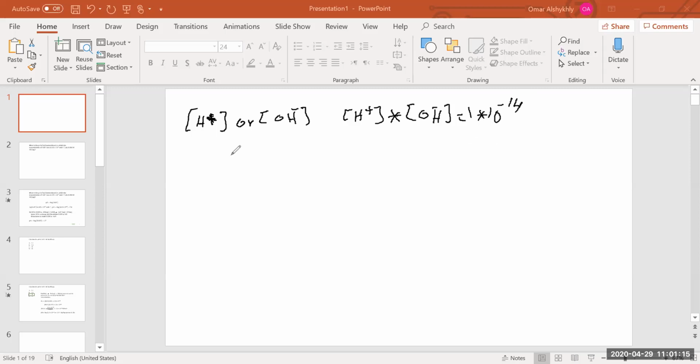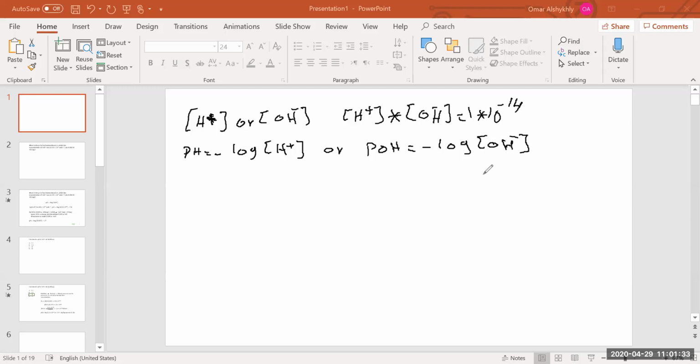And also, don't forget, pH equals minus logarithm of the concentration of H positive. Or if we have a basic solution, we can calculate pOH, which equals minus logarithm of the concentration of OH negative.